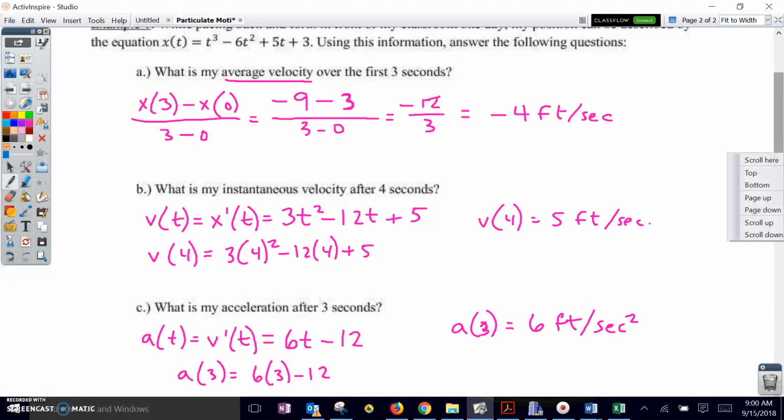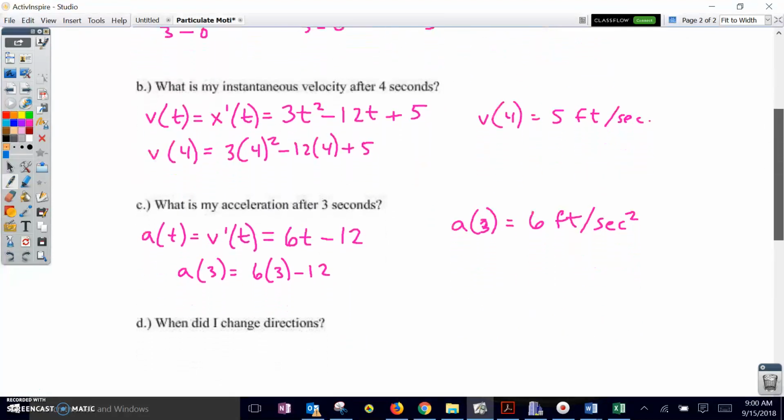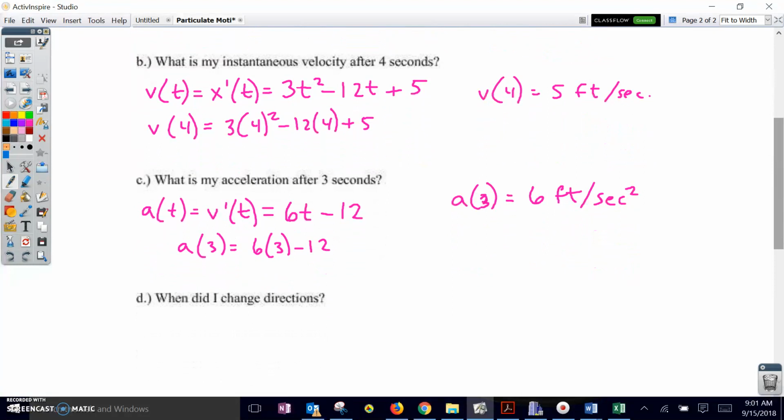Alright. Question D is an interesting one. When did I change directions?